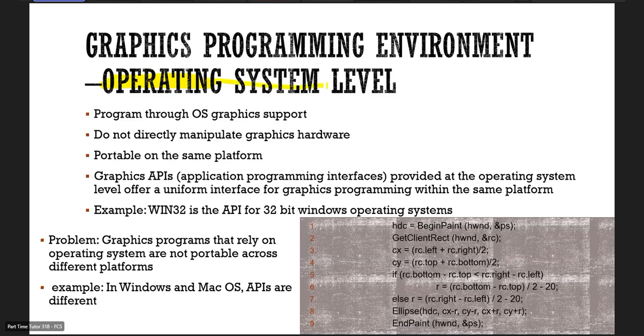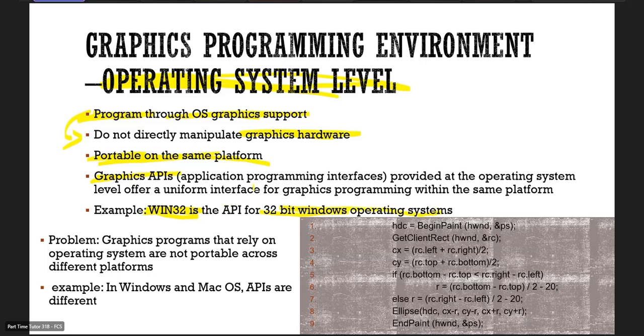Then we have the operating system level. The operating system is working with the hardware, is communicating with the hardware. Okay, so here we have a program. We can program the graphics by using operating system graphic support. We are not directly manipulating the graphic hardware here, but you are using the operating system, and the operating system will manipulate the graphic hardware. So it is portable on some platforms. Okay, so here we are using a graphics API, like for example for Windows. Win32 is the API that we are using for the 32-bit Windows operating system.